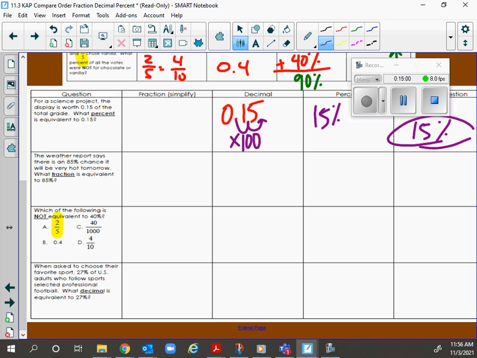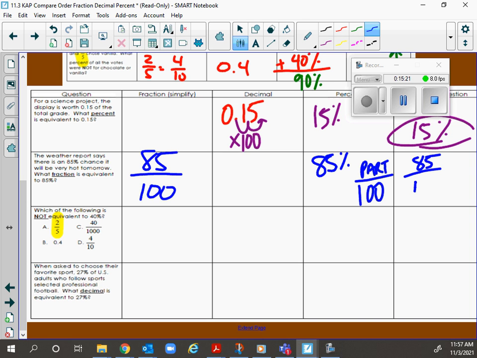So I'm going to start with my percent as 85%. I know that percentages are parts per hundred. So all I have to do is take my percentage of 85 and stick it over 100. I can bypass the decimal step if I want to. Okay, so my answer that I should be reporting is 85 over 100.